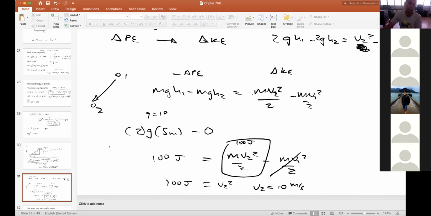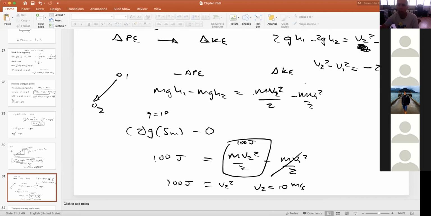But let's look at that for a second. v2 squared minus v1 squared is equal to minus 2g times h1 minus h2. Did I flip that the wrong way? Why is that flipped? Because you put the negative in front of the 2, and you should put the 2 minus h1. Yeah, you're right. I put the negative in front of the 2.